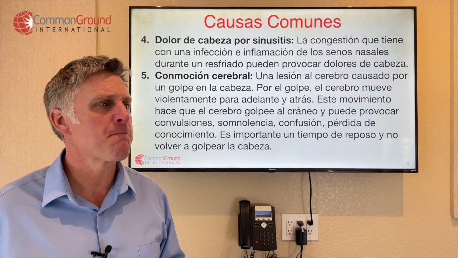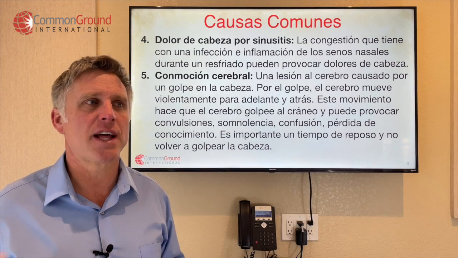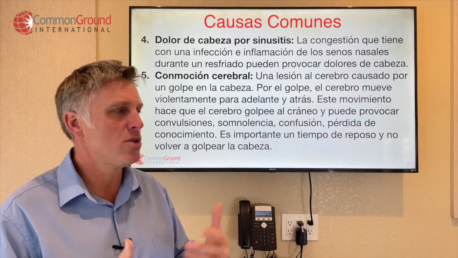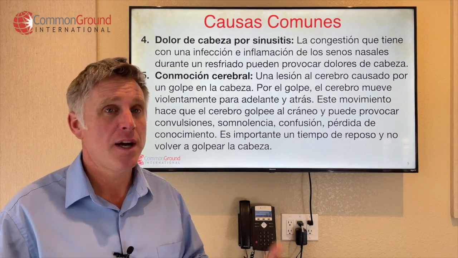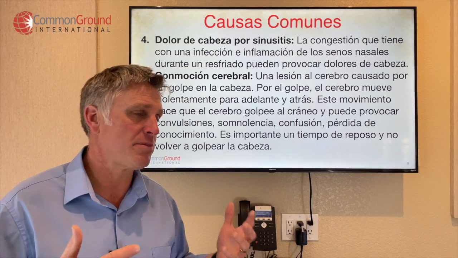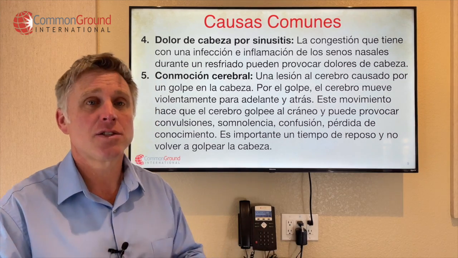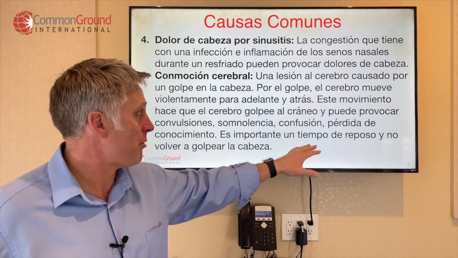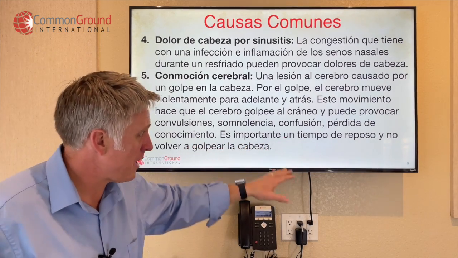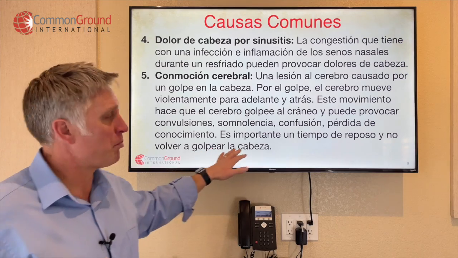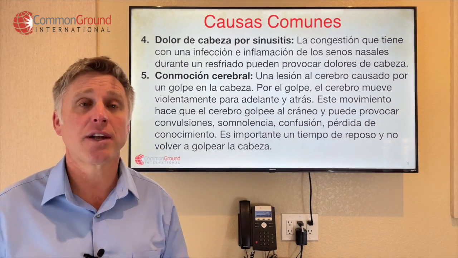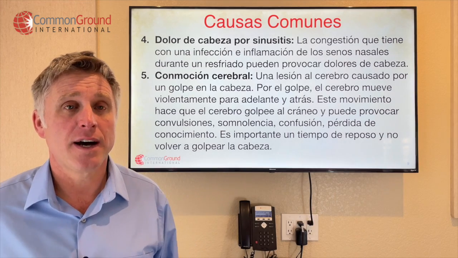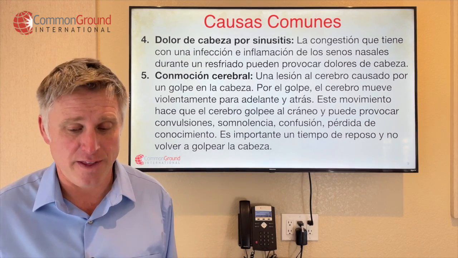Tiempo de reposo. Reposo is kind of like the same term that you might use with a pregnant mom who's having some dangerous symptoms, like bed rest. So reposo is that same term. So es importante un tiempo de reposo y no volver a golpear la cabeza. So time for rest and not continuing to have any injuries or hits to the head.